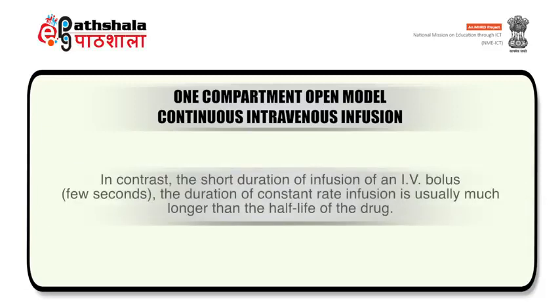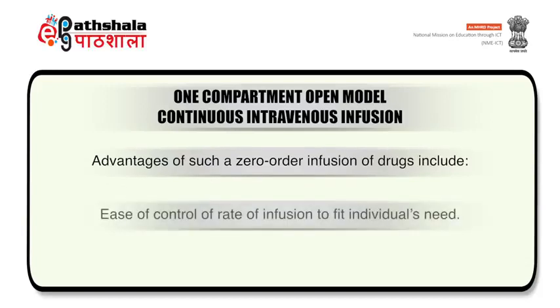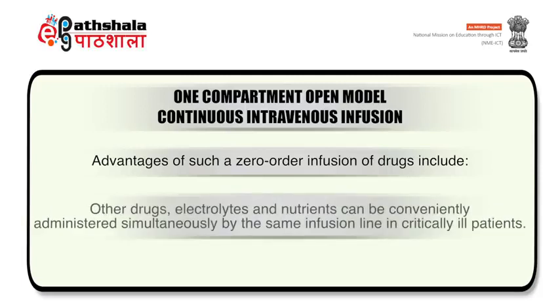In contrast to the short duration of infusion of an IV bolus, that is a few seconds, the duration of constant rate infusion is usually much longer than the half-life of the drug. Advantages of such a zero-order infusion include simplicity to control the rate of infusion to fit individual need, and for drugs having narrow therapeutic index, avoidance of fluctuation of maxima and minima, that is peak and valley, plasma level can be achieved. In critically ill patients, other drugs, electrolytes and nutrients can be easily administered simultaneously by the same infusion.